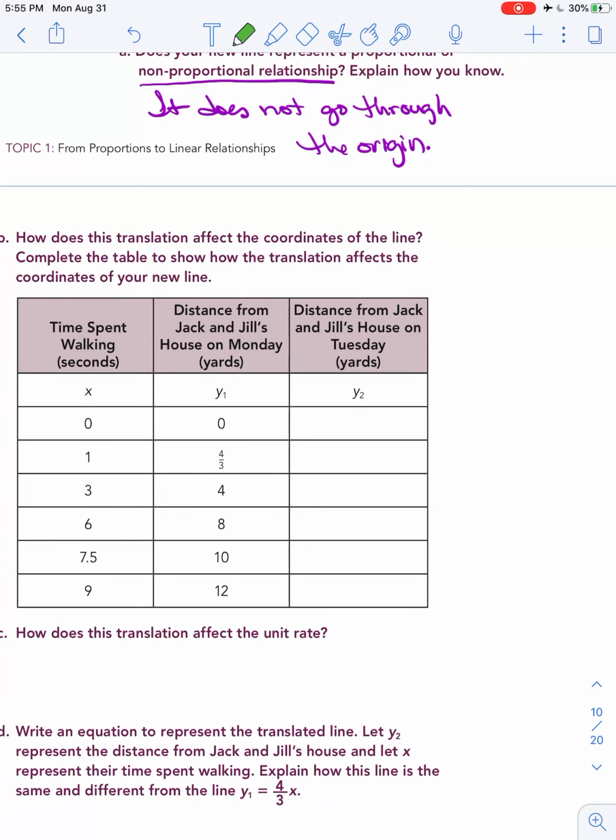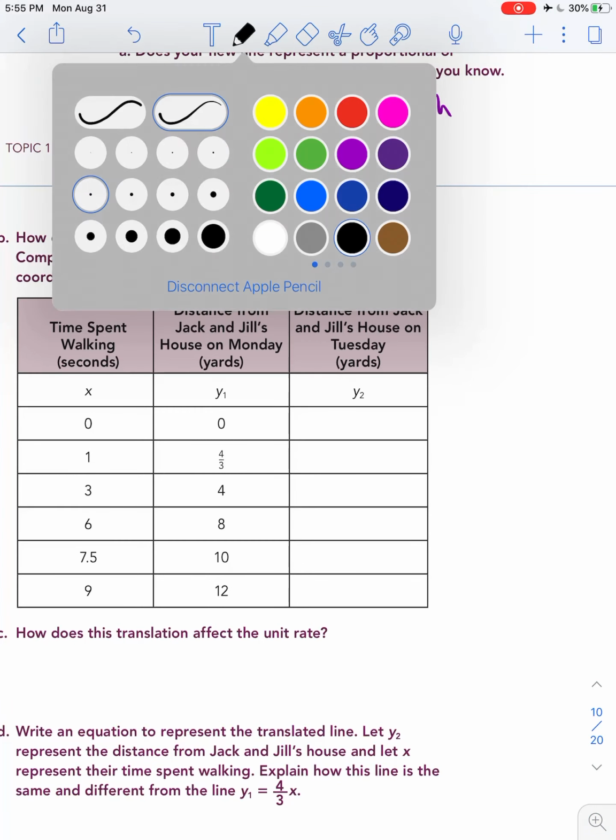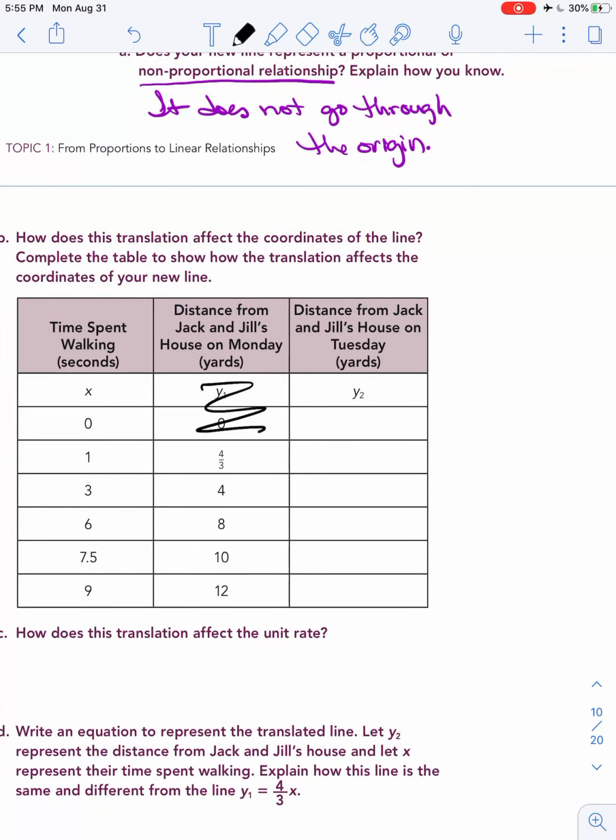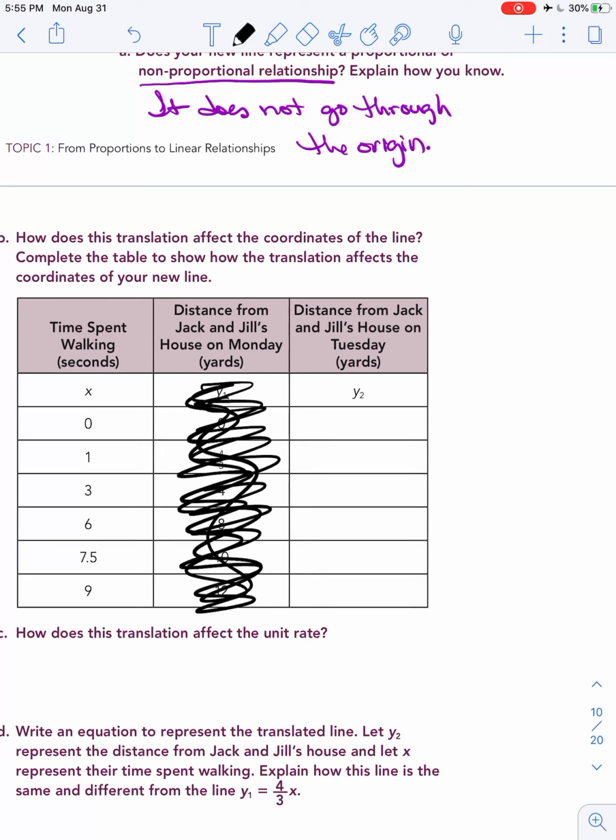So it did not, we're going to, you know what I'm going to do? Don't do this on your paper. Do not do this on your paper. I'm going to do this for a minute, and then I'm going to erase it, okay? Don't do it on yours.